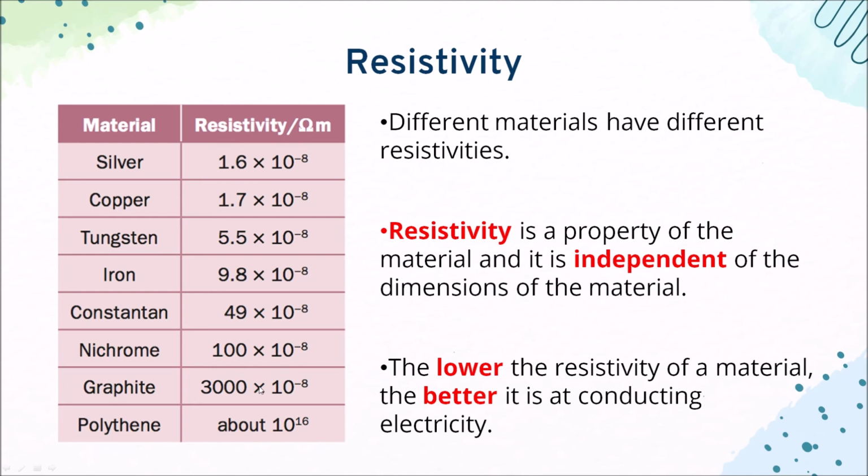So remember graphite? We did try to conduct electricity through graphite, and you noticed that the bulb did not light up. So you can see that graphite has much higher resistivity, 3000 times more than copper. So the graphite pencil that you use doesn't allow the current to pass through so easily. That's why the bulb did not light up. So with this, you should be able to do the class exercise and also the assignment.